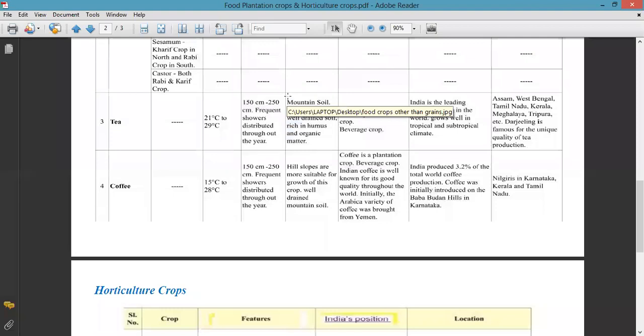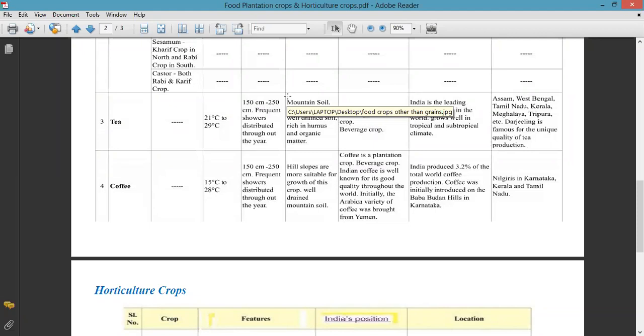We cannot grow tea or coffee in plain areas, even though we have mountain soil in the plain, because tea and coffee generally require more rainfall and more water, but near the root system, water should not be stagnated. Like in a plain area, in a paddy field, we see the volume of water will be around half a foot deep. Water will be stagnated. But in a tea and coffee estate or plantation, water should not be stagnated.